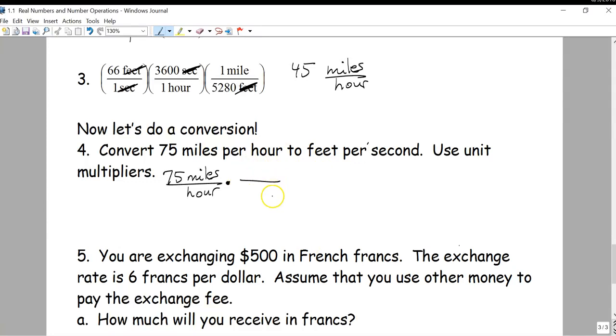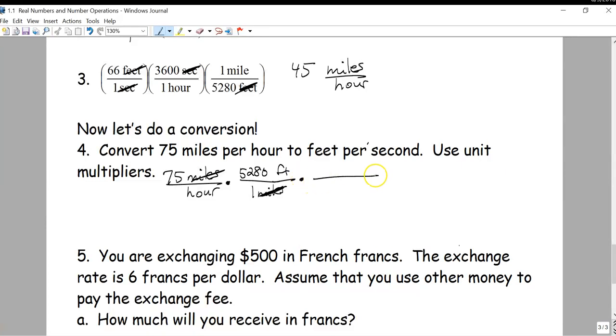So I know that there are 5,280 feet in 1 mile. So I'm going to say 5,280 feet for every 1 mile, and I put my mile in the denominator so that I can cross it out with the other one in the numerator. Miles divided by miles is 1. So now my units are feet per hour.